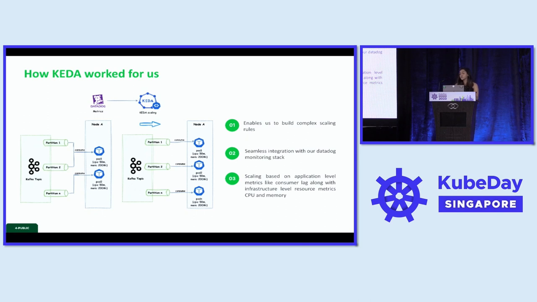One was the ability to incorporate complex scaling rules. Second was the seamless integration that it provided with our Datadog monitoring stack. These custom metrics, the application-specific metrics that we talked about, are something that we maintain on our Datadog dashboards, and using KEDA's Datadog scaler that's provided out of the box, it was a seamless integration. And third is the ability to use application-level metrics, specifically, in our case, the Kafka consumer lag.